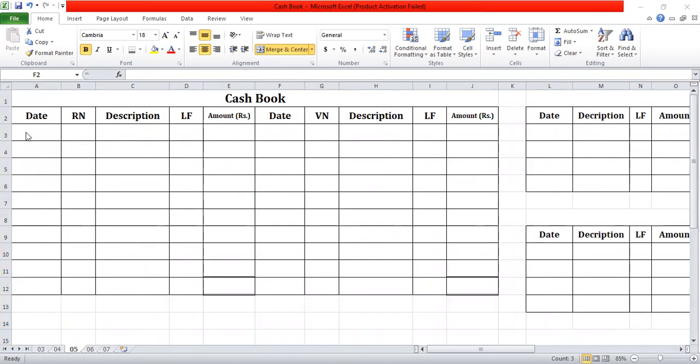1st of May, balance brought forward is 22,000. Write it down.